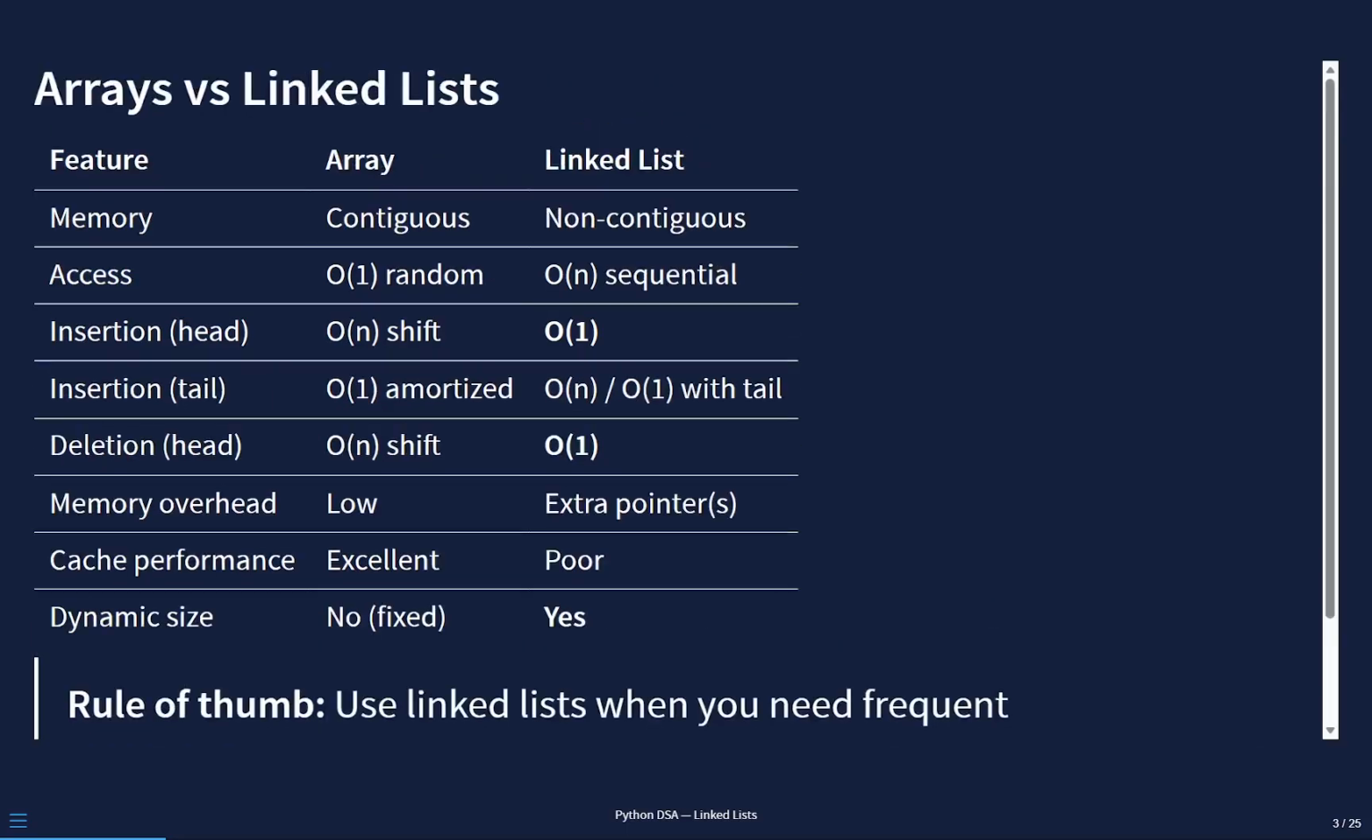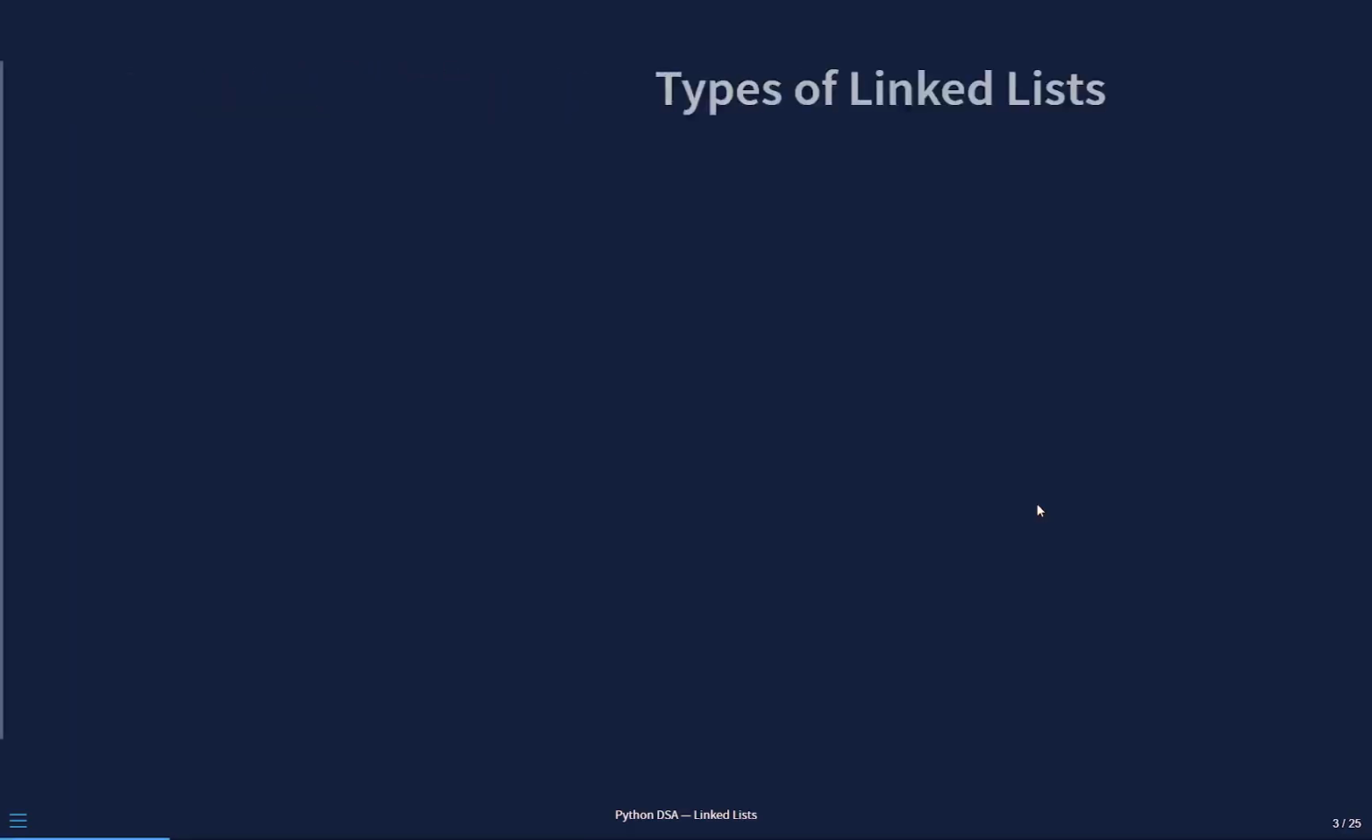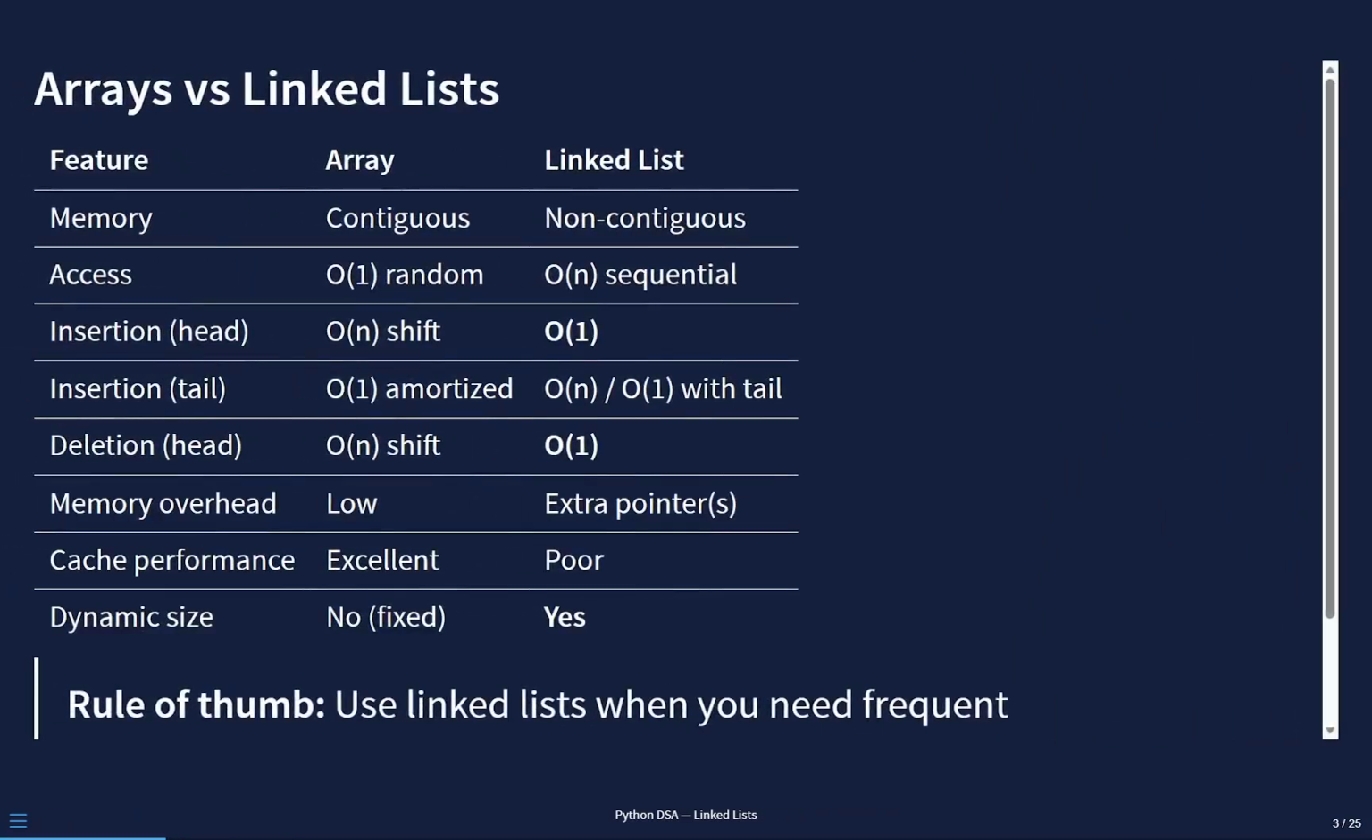Insertion at the head. This is where linked lists shine. Inserting at the front of an array requires shifting every existing element one step to the right. That's O(n). In a linked list, you just create a new node and update the head pointer. Constant time, O(1). Deletion at the head. Same story. O(n) for arrays, O(1) for linked lists.